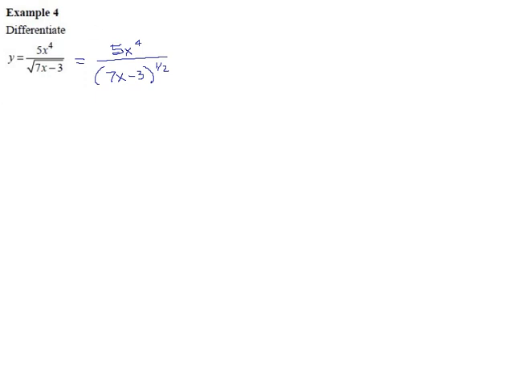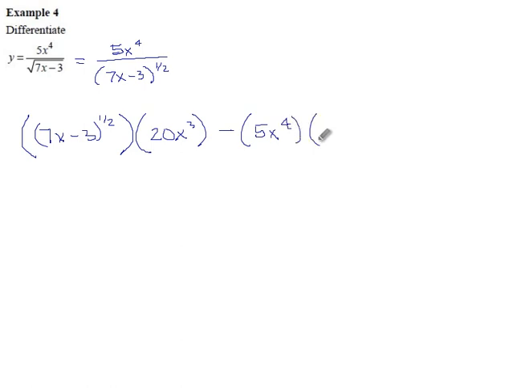Okay, so this is a quotient, a fraction overall, and so when we start out, we treat it like a quotient and we use the quotient rule, which tells us that its derivative must be the bottom, 7x minus 3 to the half, times the derivative of the top, 20x cubed, this is easy so far, minus the top, times the derivative of the bottom.